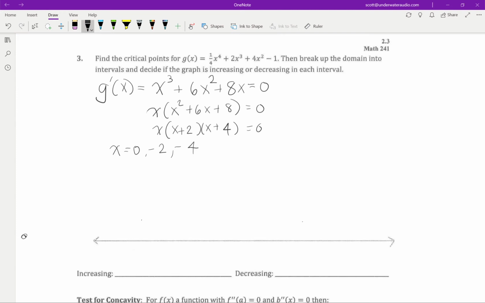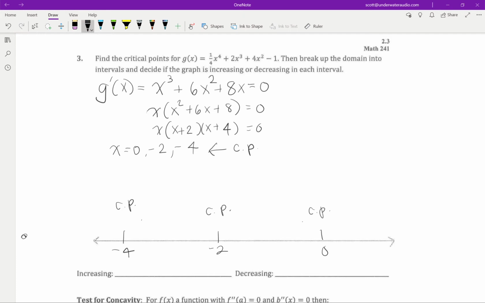So then these are my critical points that I'll use to break up the x-axis. So -4, -2, and 0. These values are my critical points. And that gives me a couple intervals that I can work with. So my first interval, -infinity. Oh, I'm sorry, I should have read the rest of the problem to you.